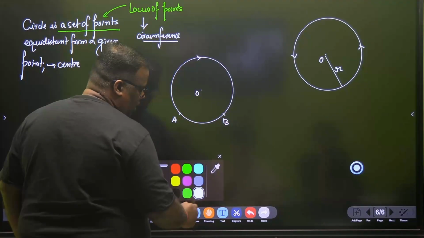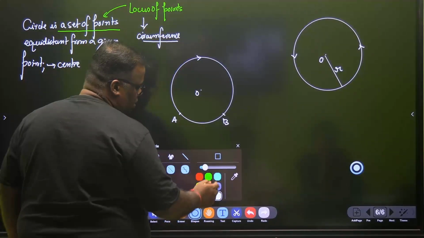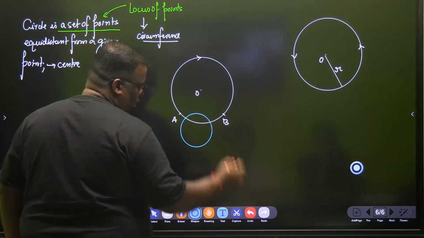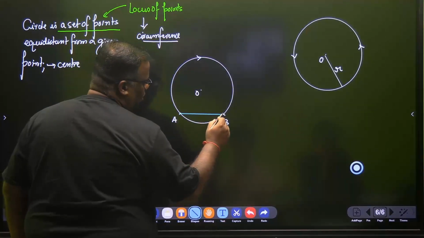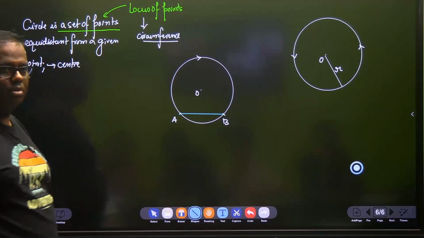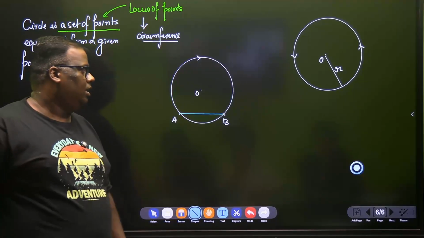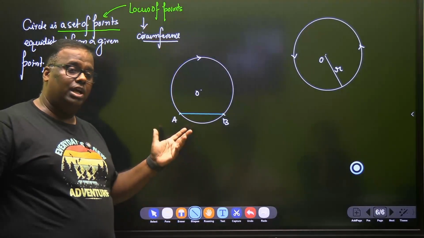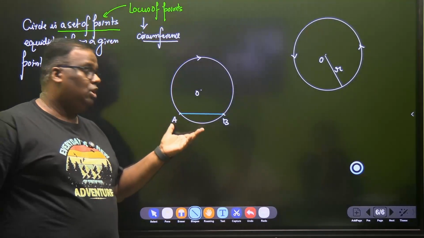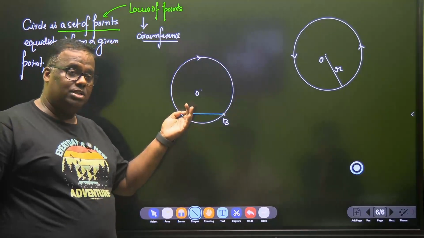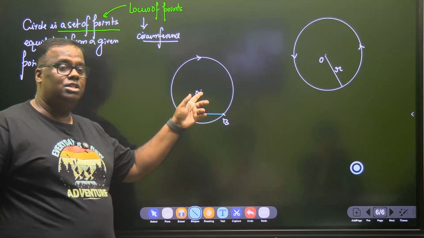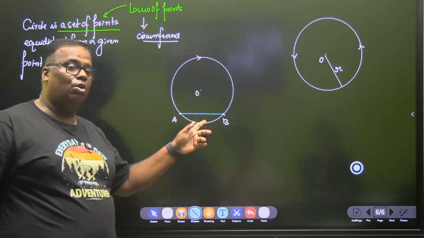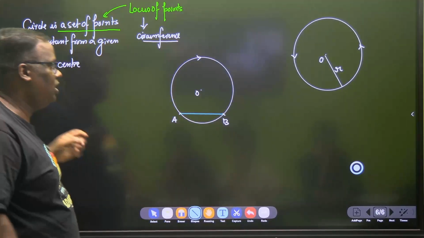A line joining any 2 points on the circumference is called a chord. So AB is a chord. Clear? Since AB is a chord, we go to grade 9. There are some theorems. Equal chords subtend equal angles at the center. Equal chords are equidistant from the center, and a line joining the center and perpendicular to a chord bisects the chord. Okay, these 3 you should know.